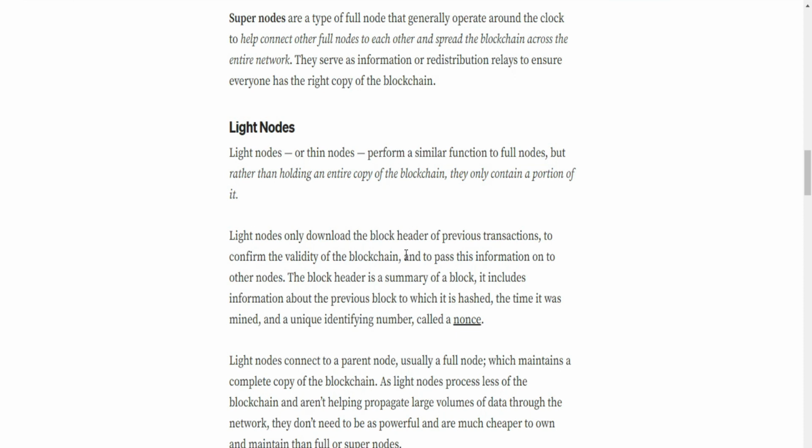Light nodes, or thin nodes, perform a similar function to full nodes, but rather than holding an entire copy of the blockchain, they only contain a version of it. Light nodes only download the block headers of previous transactions to confirm the validity of the blockchain and to pass this information on to another node. The block header is a summary of a block. It includes information about the previous block it is linked to, the time it was mined, and a unique identifying number called a nonce.